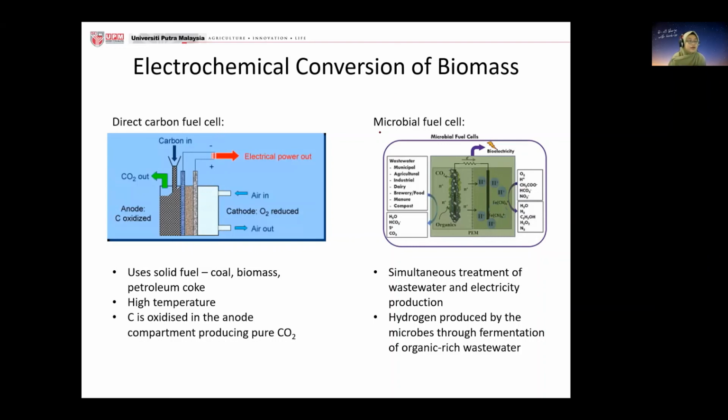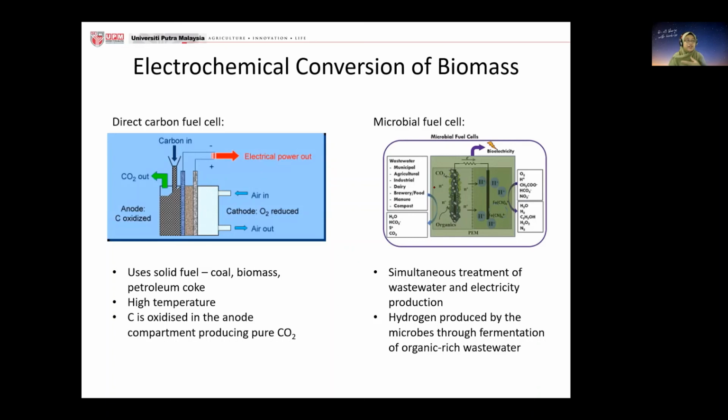Secondly, you can also use microbial fuel cells. Again, it has two compartments. What's interesting is that you can actually use microbes and wastewater. Usually people use wastewater to supply food to the microbes, and as the microbes grow, they will produce hydrogen.